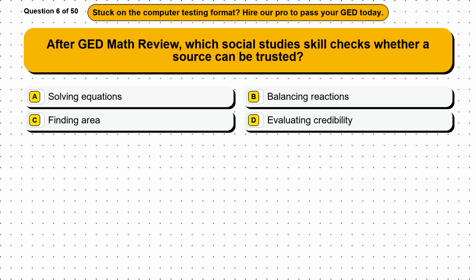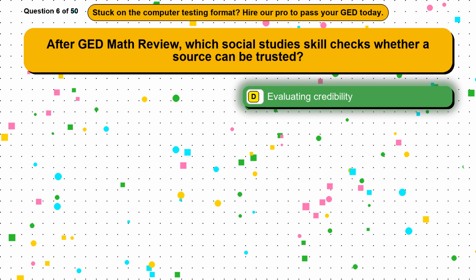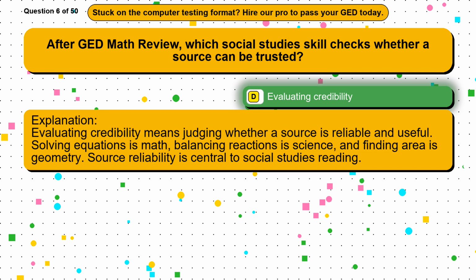Question 6. After GED Math Review, which social studies skill checks whether a source can be trusted? Option A, solving equations. Option B, balancing reactions. Option C, finding area. Option D, evaluating credibility. The correct answer is option D, evaluating credibility. Evaluating credibility means judging whether a source is reliable and useful. Solving equations is math, balancing reactions is science, and finding area is geometry. Source reliability is central to social studies reading.